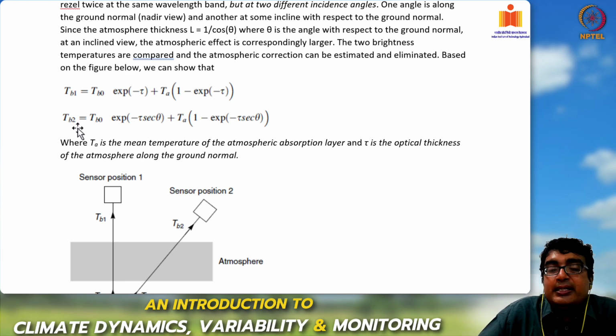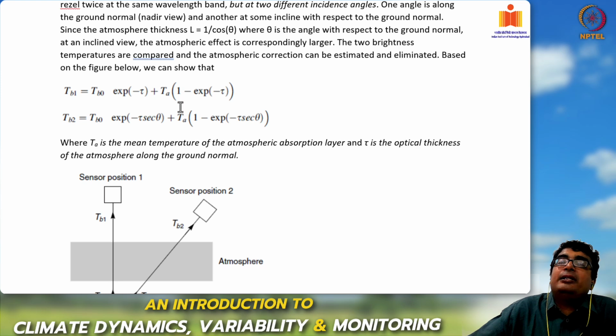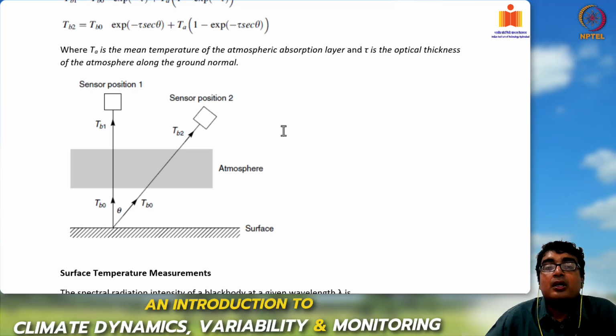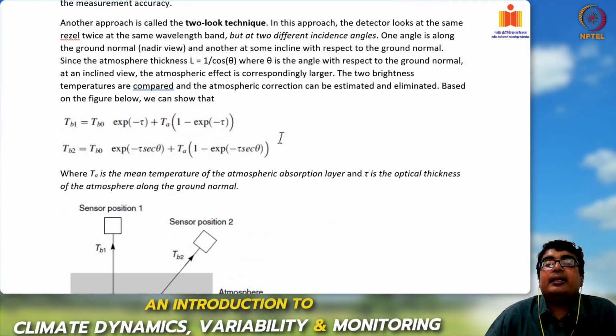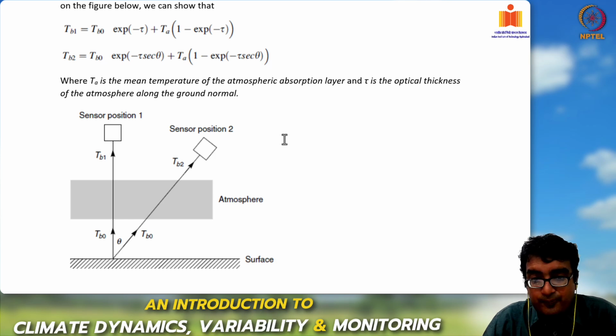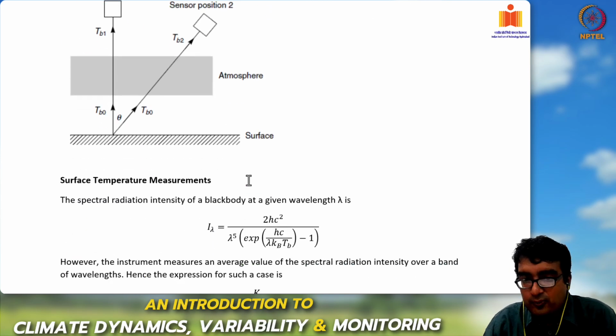For the inclined viewing, this is the brightness temperature obtained: TB0 exponential minus tau sec theta, tau by cos theta, because the height has increased, the distance has increased basically. Here also minus tau sec theta is coming. Okay, theta is known, and for the given frequency or wavelength value, tau will be known. The mean atmospheric absorbing temperature can also be evaluated. Using this, we can find TB0 by relating these two expressions. Okay. So based on this, the two-look technique will give you the ground brightness temperature. All right, and this can also be used for oceans as well.